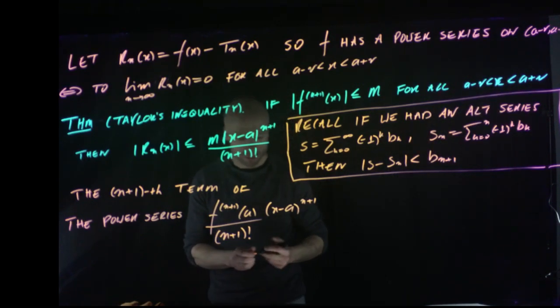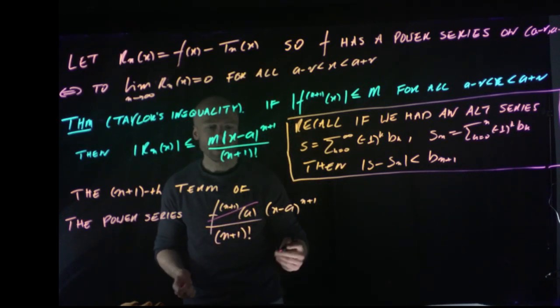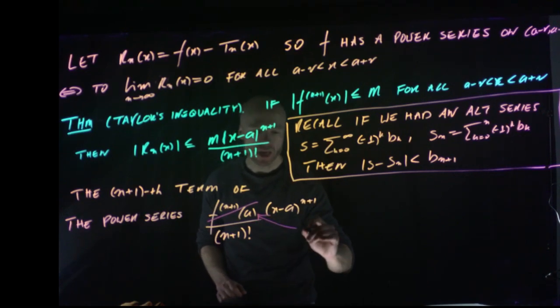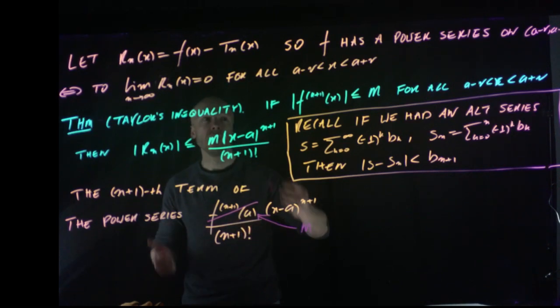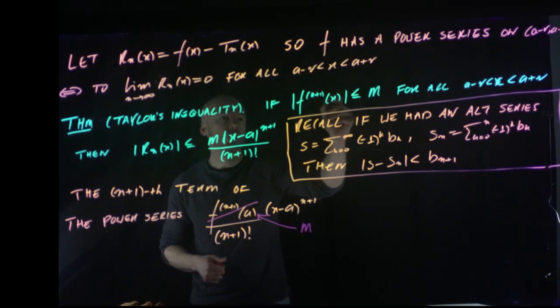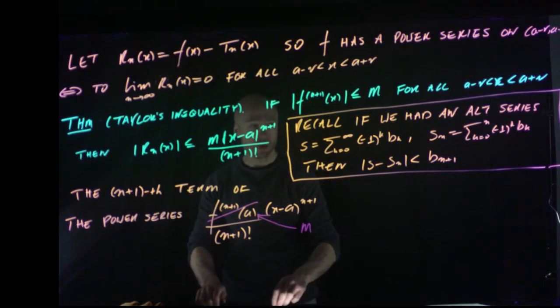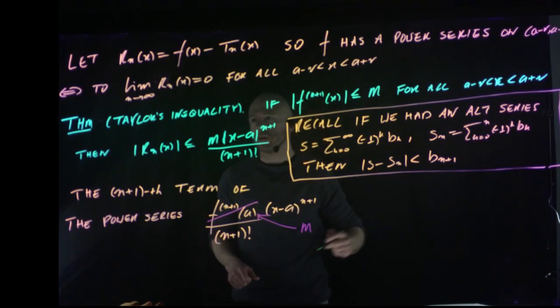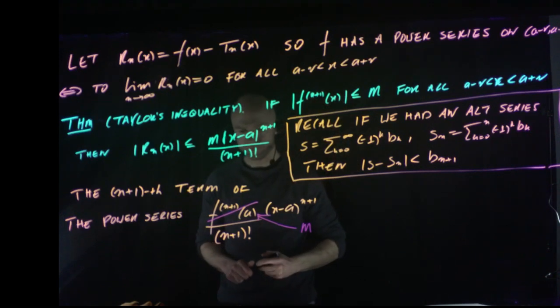So the trick is to replace this thing by M. Okay? So putting this thing here, we put M here. And M is clearly bigger than this quantity because M is the supremum of the n plus 1th derivative over the interval a minus r to a plus r. And that looks a lot like a k, but it should be an n.